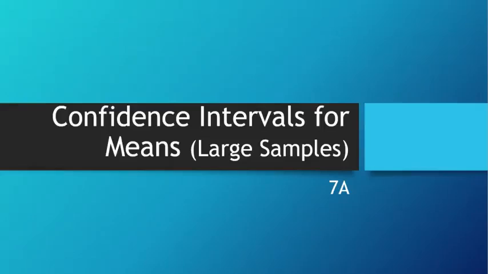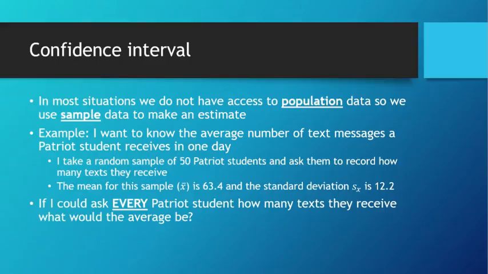All right, 7A, we're going to look at confidence intervals for means. Okay, so what is a confidence interval? Why do we need them? All right, in most situations, we do not have access to population data. It's too hard to get information from every single person or object in a population.